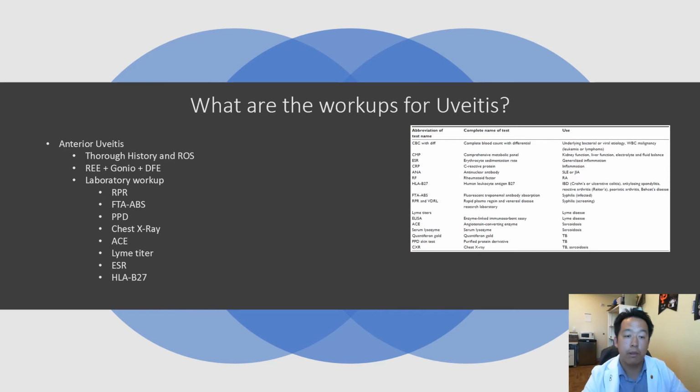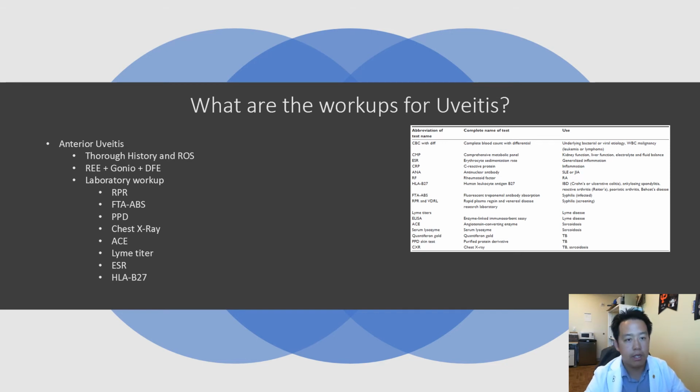So what are the workups for uveitis? The main thing for sure is your history and your review of systems. Many times just from talking with the patient and taking a really good history, you can already have an idea of what's causing their uveitis and really limit the need for unnecessary testing and prodding and poking for the patient, which would be great for everyone.